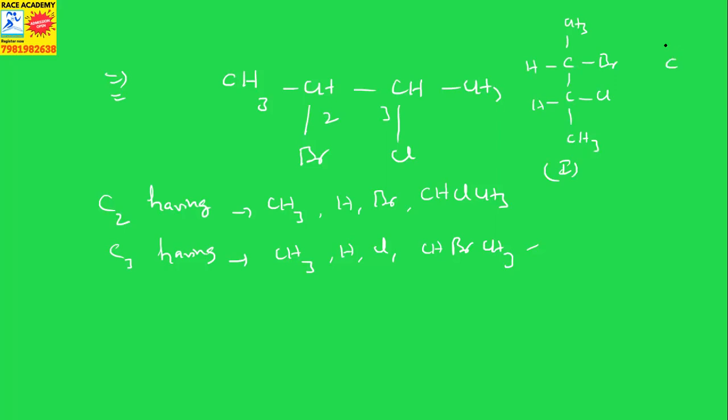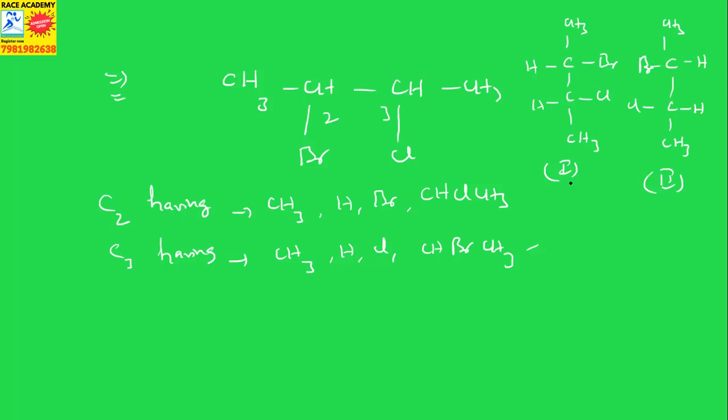Same way, when you write this structure by changing the atoms' positions, here we'll write bromine, hydrogen, here I'll write chlorine, hydrogen. This is the second one.